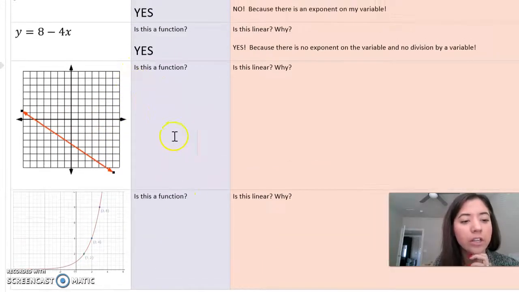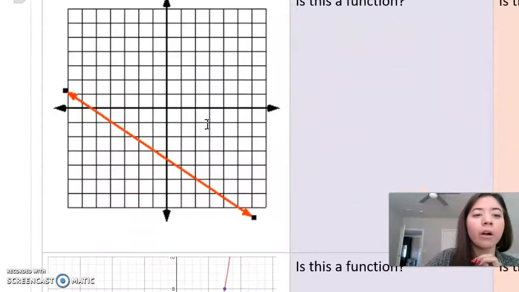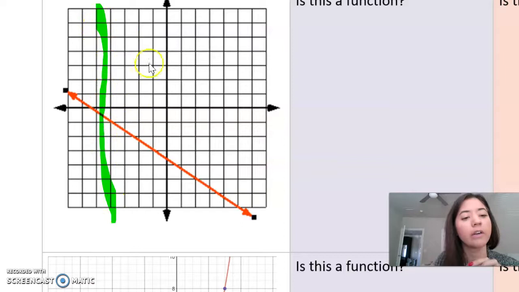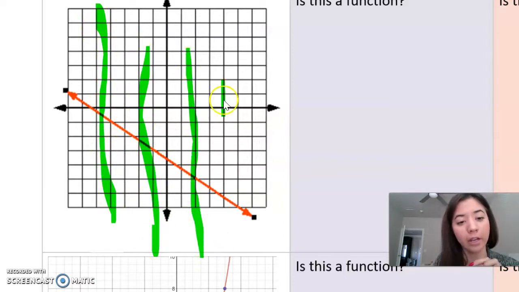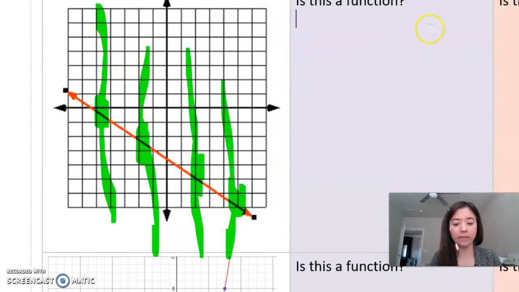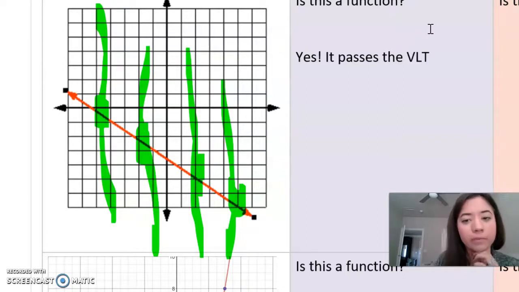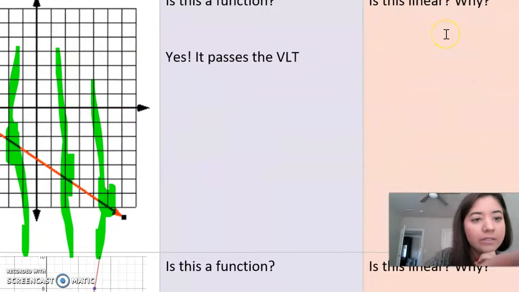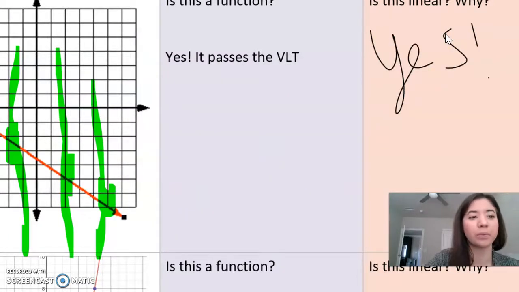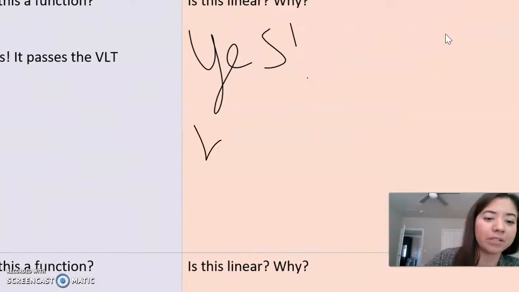Is this a function? Yes or no? Remember our rule to determine if a graph is a function is the vertical line test. If you can draw vertical lines and it only crosses your graph once, all of these only cross once, then it is a function. So yes, this is. It passes the vertical line test. And then is this linear? This one, I think you guys will be perfect at. Yes. And this one would be linear because it makes a line.